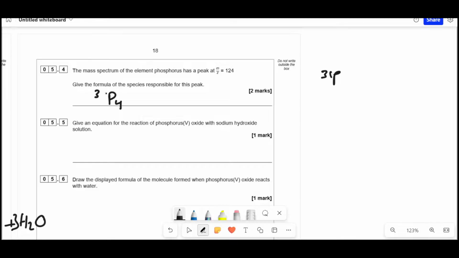Four of them, and 31, because obviously there's 4 of them. But remember that this is a mass spectrum, so it can only work if they detect positive ions, so it's got to be a plus there too.